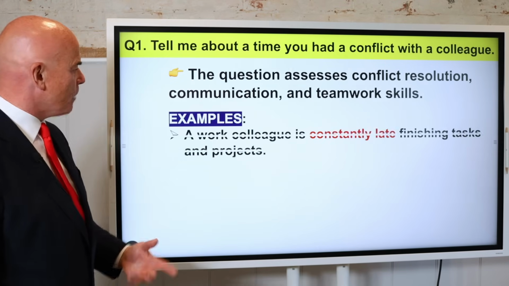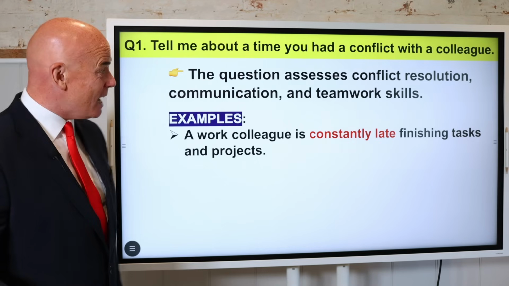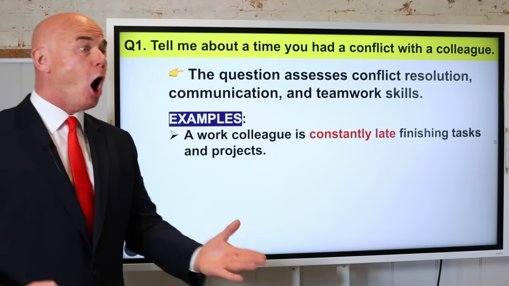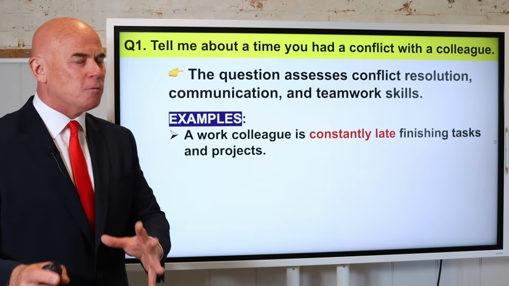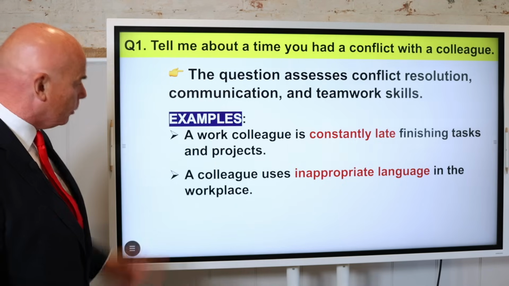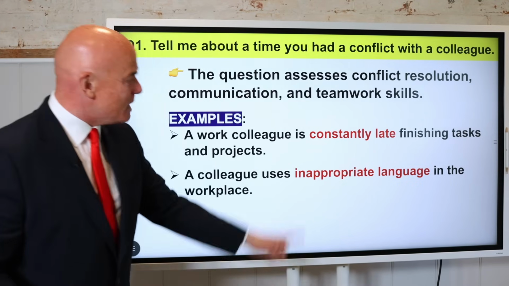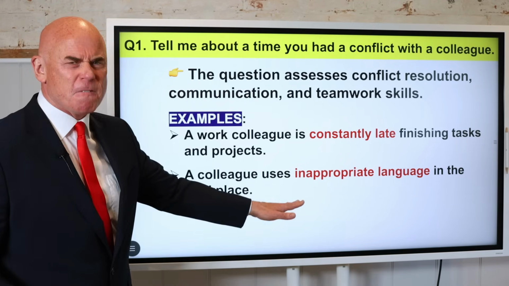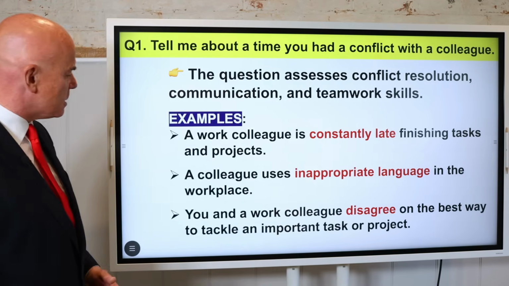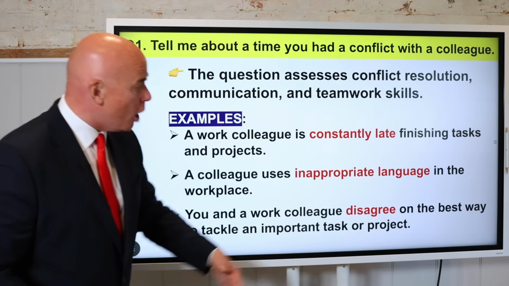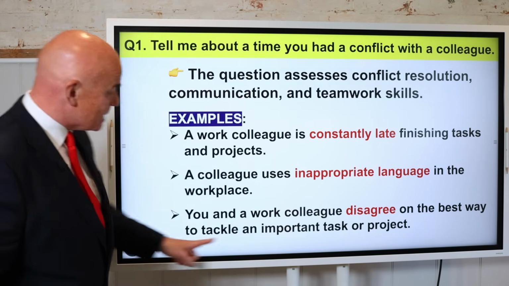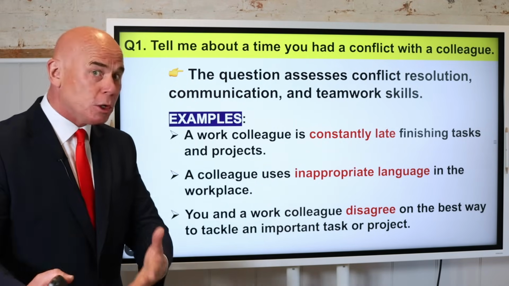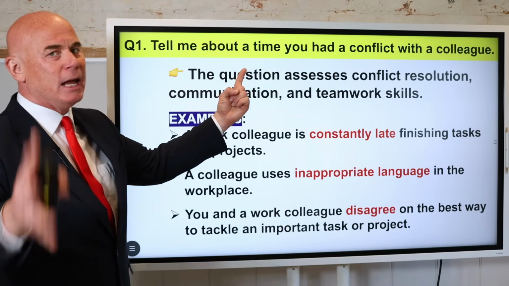Here's some examples. A work colleague is constantly late finishing tasks and projects which is holding up your team. You challenge them calmly and professionally, and it creates a conflict which you need to resolve. Another example, a colleague is heard using inappropriate language in the workplace. You challenge them based on their unprofessional behaviour, and that creates a conflict. Another example is you and a work colleague disagree on the best way to tackle an important task or project. So those are three really good examples you could use when answering that behavioural interview question.